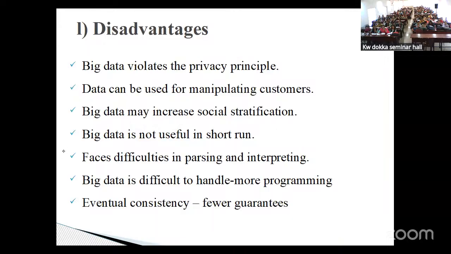Next, what are the disadvantages of this one? So here, big data violates the privacy principle. And then the transaction, right? This is violating my principle, right? So this is the disadvantage. I don't want the transaction to be identified. Next, data can be used for manipulating customers.